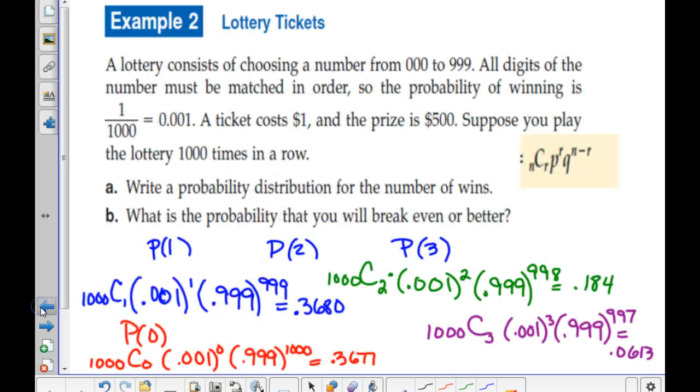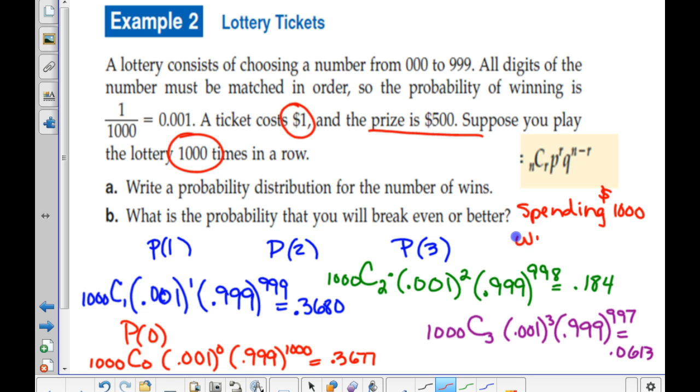The second half of the question, guys. What is the probability that you will break even or better? How much does a ticket cost? $1. If we're playing 1,000 times, how much are we spending? Okay, so we're spending $1,000. How many times do we have to win then? The prize is $500, so we need to win 2 or more times, right? It says break even or better. So we have to win 2 or more times.